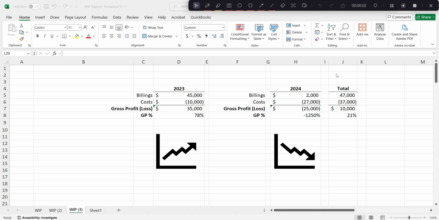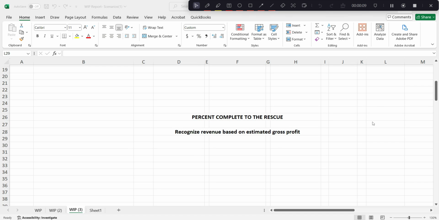So how do you stabilize revenue recognition to avoid these significant fluctuations? You use the percentage of completion method to revenue recognition, which states that you recognize revenue based on your estimated gross profit. Not just the activity of billings and costs, but your estimated gross profit. Now the question is, how do we recognize revenue based on estimated gross profit? Let's take a look.